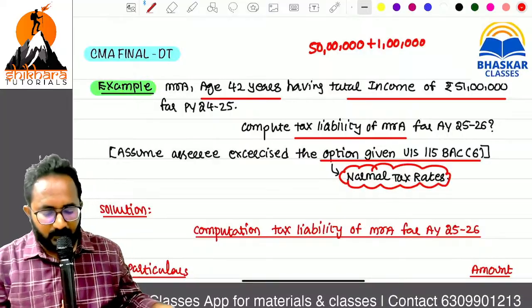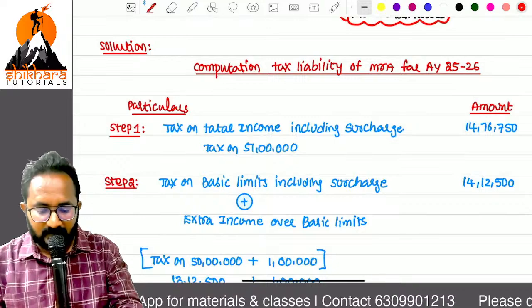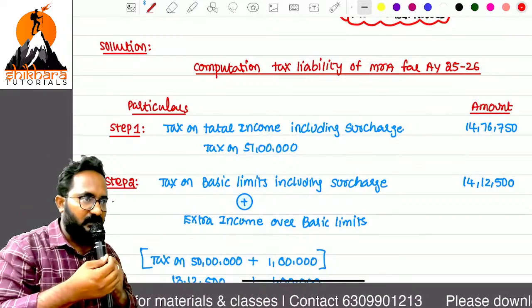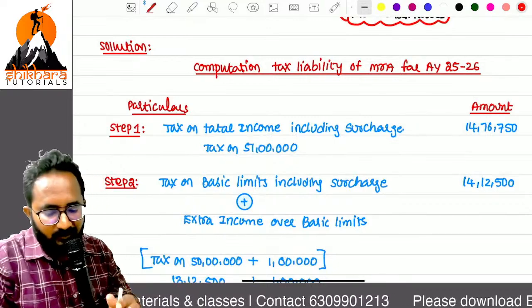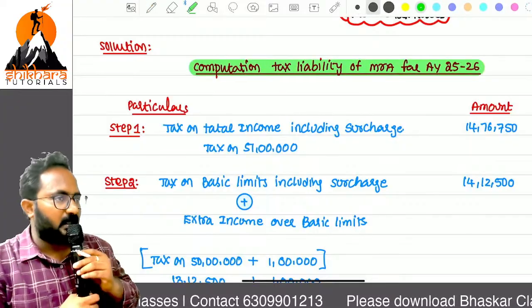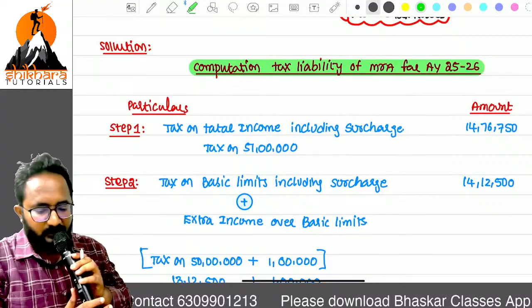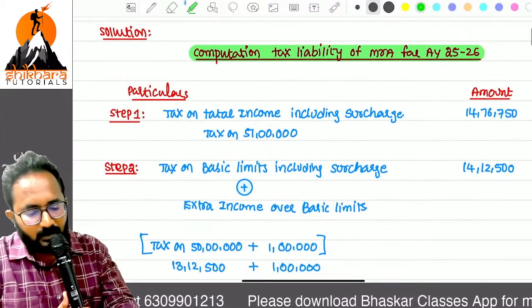Sir, here we have some steps. One by one steps we can remember, and we can do 6 or 7 problems also under marginal relief. Don't think about it, one by one we can complete. Computation of tax liability of Mr. A for that assessment year what? 2025-26.